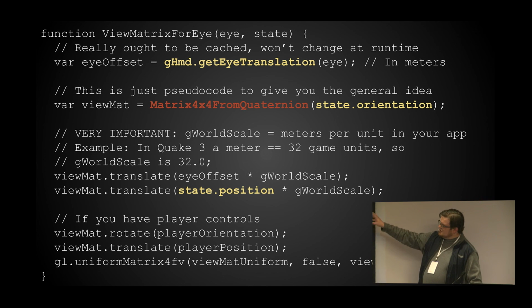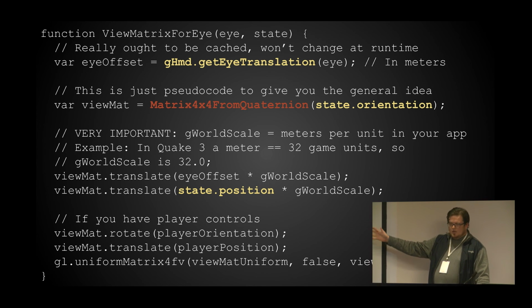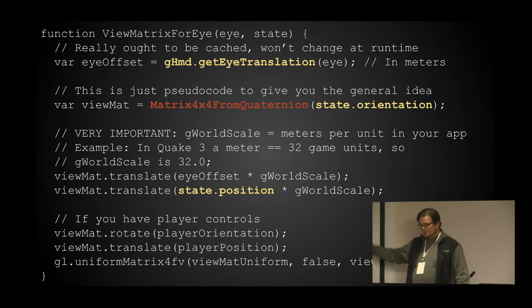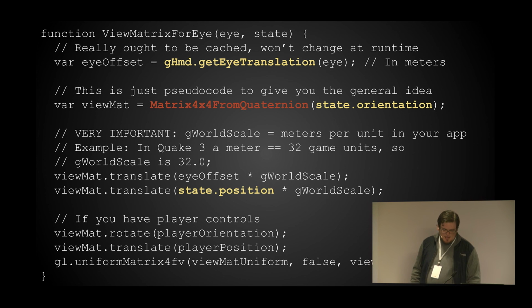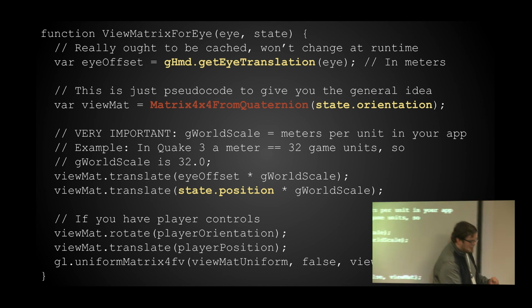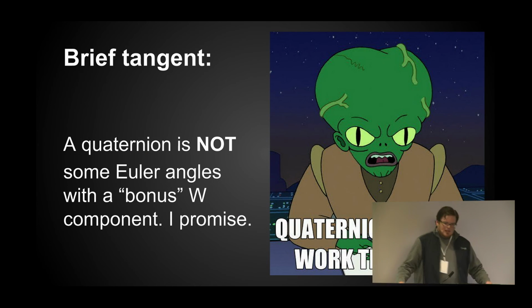So now this isn't the exact math that you would have to do for your particular app in order to get the right view matrix. It's just pseudocode, but you're going to have to do something that looks approximately like this. And I want to point out one thing really quick. This is in red for a reason. Brief tangent.